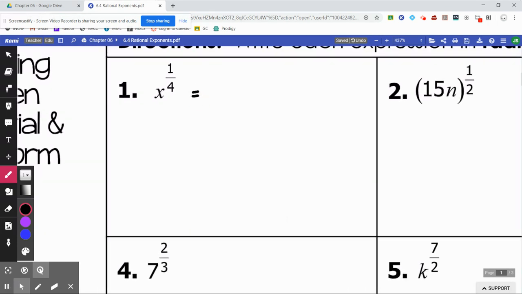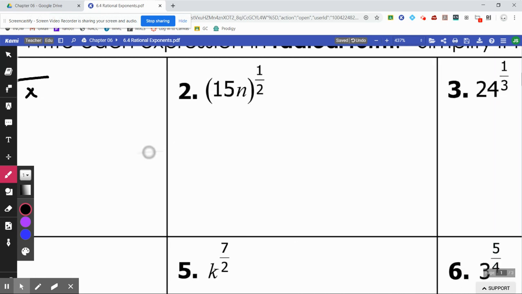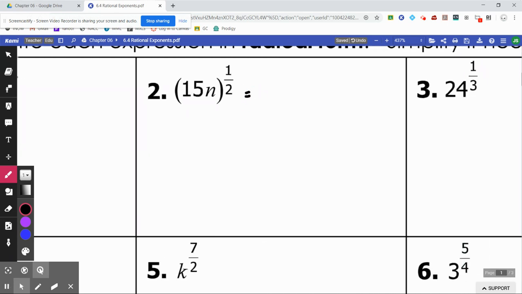So x to the 1/4 power, the bottom number is the index on your radical, and the top number is your exponent. Since it's x to the first, you don't have to put it. So the 4th root of x. Next one, the 1/2 power, the bottom number is the index on your radical, so it's a 2, so that'd be a square root. And then we're going to put the top number as an exponent. Since it's a 1, you don't have to put it, and that's the square root of 15n.